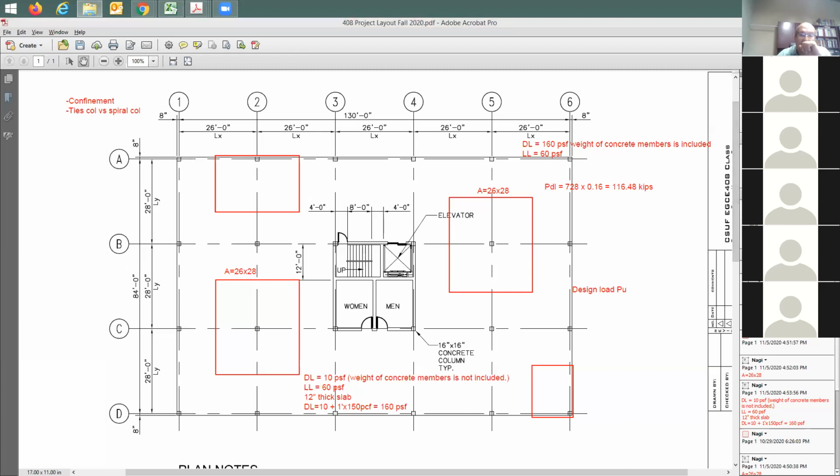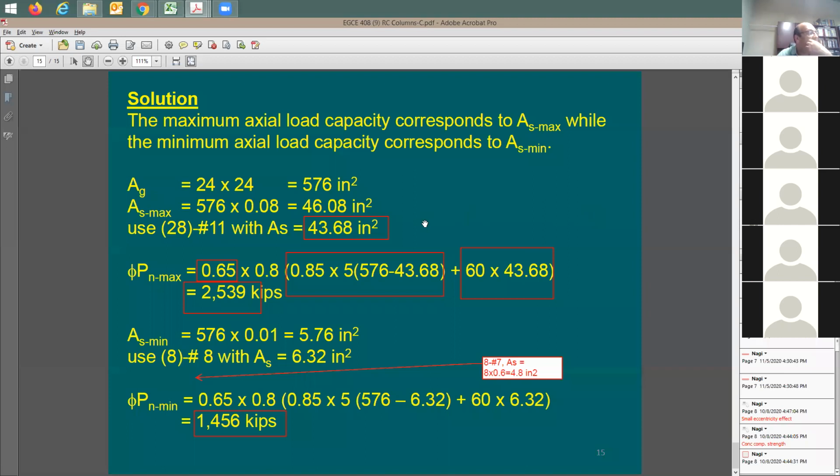Is this true, or did I just forget the whole thing? Let me show you. They have different phi factors. Here is the phi factor: 0.65 and 0.8. How about the other one? 0.75 and 0.85. Now I understand where the difference comes from. The small eccentricity effect and the phi factor are different between tied columns and spiral columns.